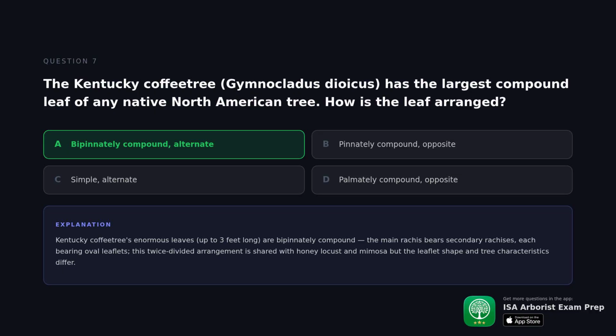The correct answer is bipinnately compound, alternate. Kentucky coffee trees' enormous leaves, up to 3 feet long, are bipinnately compound. The main rachis bears secondary rachises, each bearing oval leaflets. This twice-divided arrangement is shared with honey locust and mimosa, but the leaflet shape and tree characteristics differ.